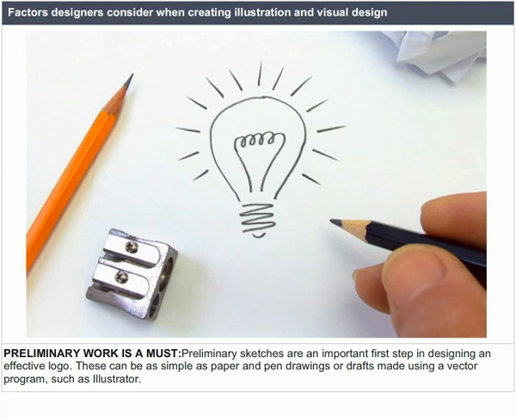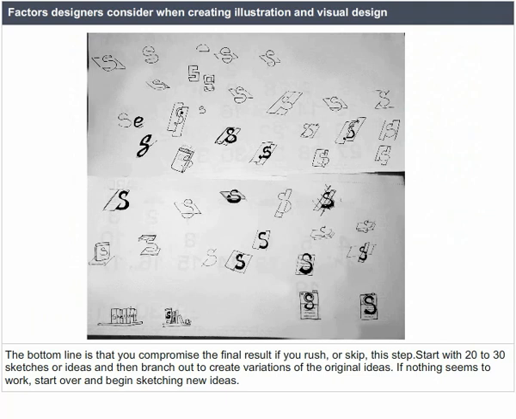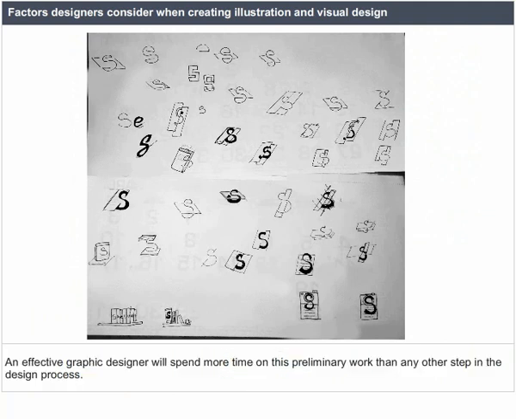Preliminary sketches are an important first step in designing an effective logo. These can be as simple as paper and pen drawings or drafts made using a vector program such as Illustrator. The bottom line is that you compromise the final result if you rush or skip this step. Start with 20 to 30 sketches or ideas and then branch out to create variations of the original ideas. If nothing seems to work, start over and begin sketching new ideas. An effective graphic designer will spend more time on this preliminary work than any other step in the design process.